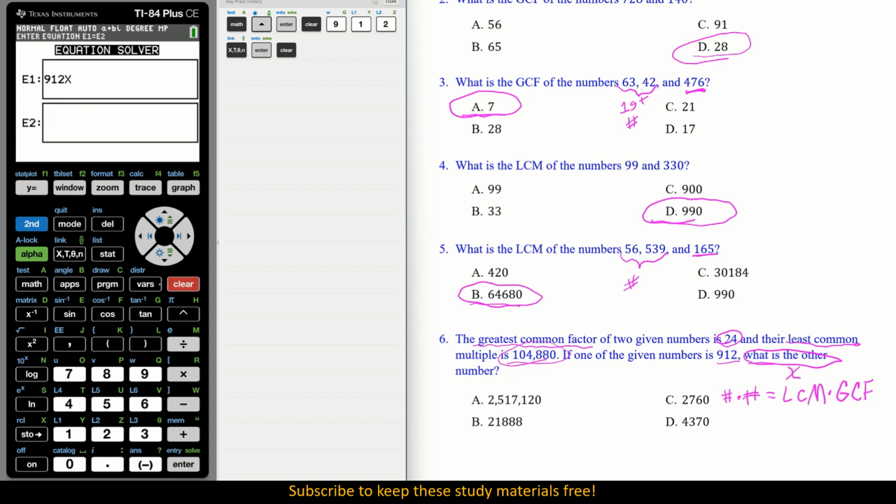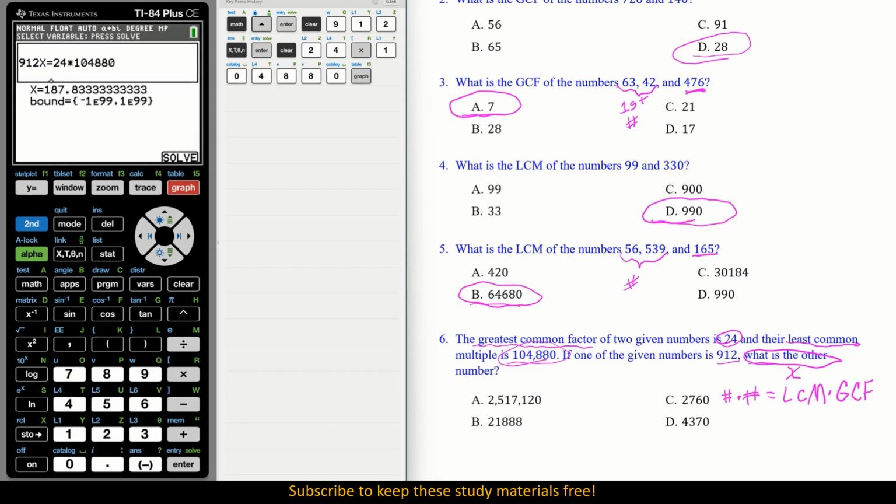Now we need to put in the right side. Well, that's the two given, the LCM and the GCF. So we just need to say 24 times 104,880. Okay, so we have everything set up. Double check our numbers, our input. Now remember, we have to push graph twice. So once it's just okay saying, hey, I'm done. Now we push it again to push solve to get our value. Okay, and we have a good valid answer, which would be C, 2,760.